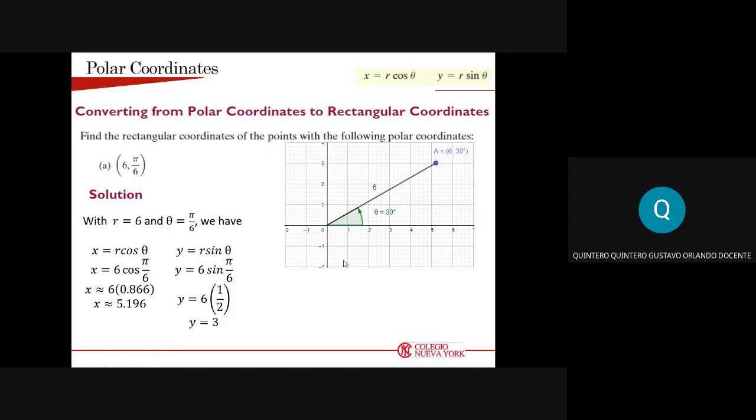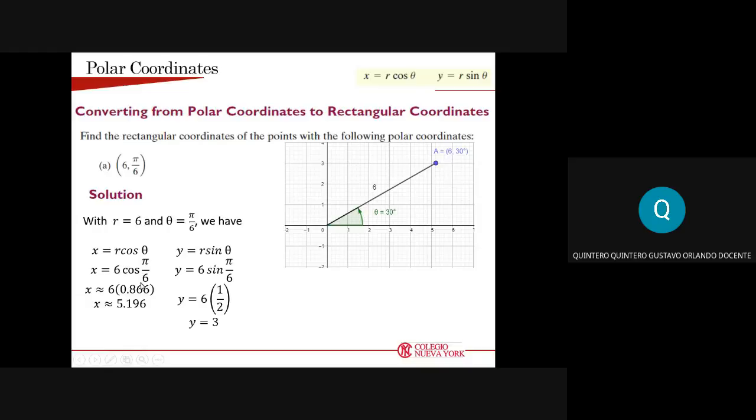A couple of things before we move on. I just want your attention here. Look at this. Sometimes I use the equal sign, and some other times I use the round sign. Why is that? The reason is that the moment I change cosine of pi over 6 for this decimal, I am doing a rounding. The answer is not precise here.